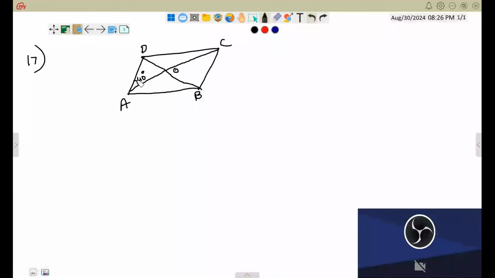Next, angle BAO is given as 35 degrees, and angle COD is also given as 65 degrees. What is angle AOB? Sorry, not AOB. They asked for angle ABO. They asked for this angle.